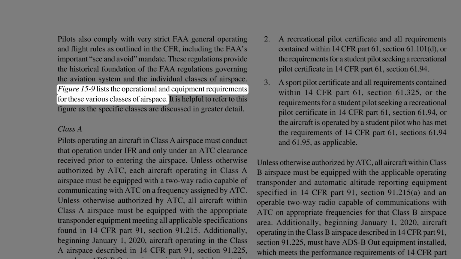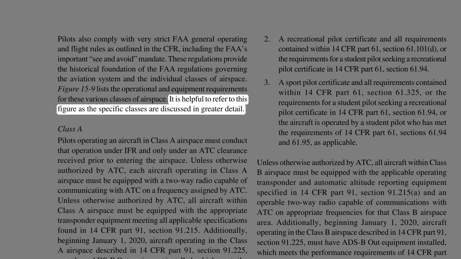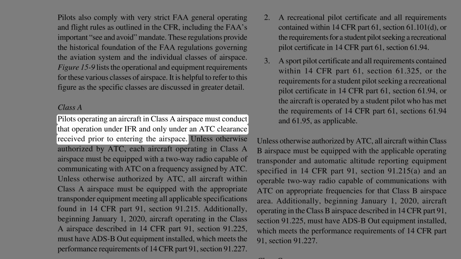Figure 15-9 lists the operational and equipment requirements for these various classes of airspace. It is helpful to refer to this figure as the specific classes are discussed in greater detail. Class A. Pilots operating an aircraft in Class A airspace must conduct that operation under IFR and only under an ATC clearance received prior to entering the airspace.